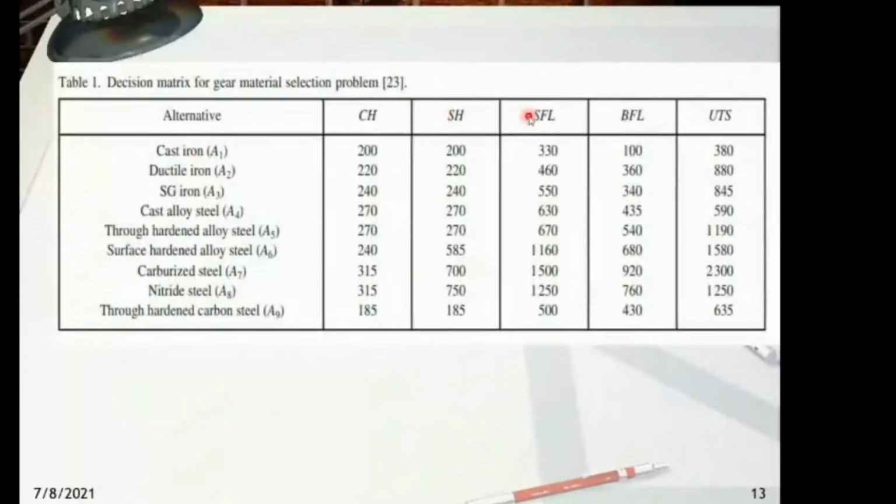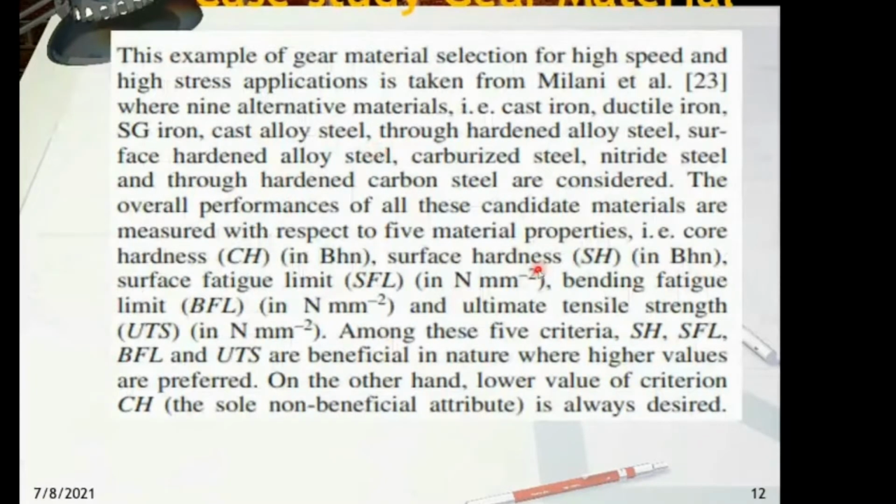And these are the values available. This is from the design data books. These are the materials collected, and based on the properties you selected, these are the values for each material. So for cast iron, the core hardness is 200. The units are already mentioned: core hardness and surface hardness will be in Brinell hardness number, and the remaining will all be in Newton per mm square. So those are the units.